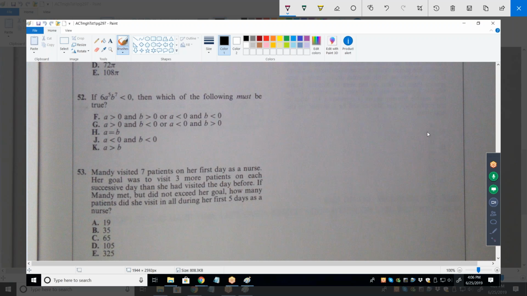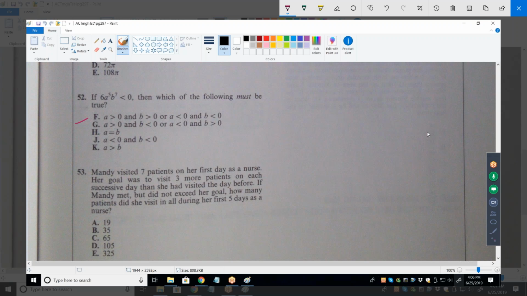I got G. I had lost the audio for a moment, and I didn't hear you respond at all. Did you come up with the answer? Yes, sir. I got G. Sorry about that. Something happened with the audio. If A and B are opposite signs, then that's going to be a negative number. And that's what G says, is that A and B are opposite signs.